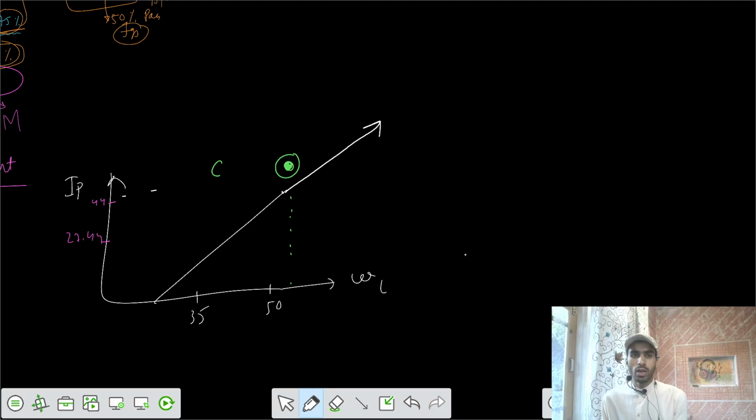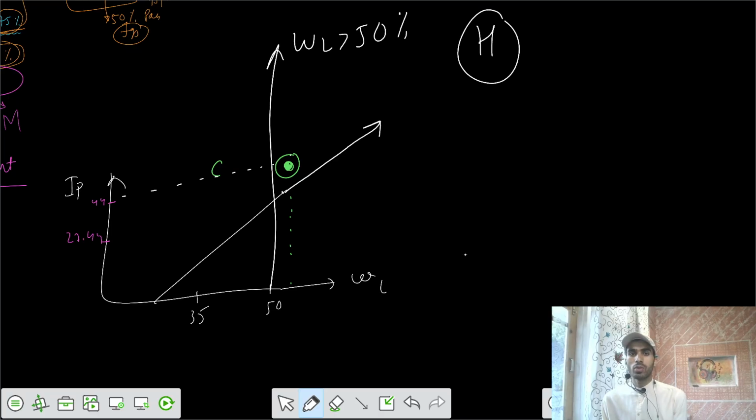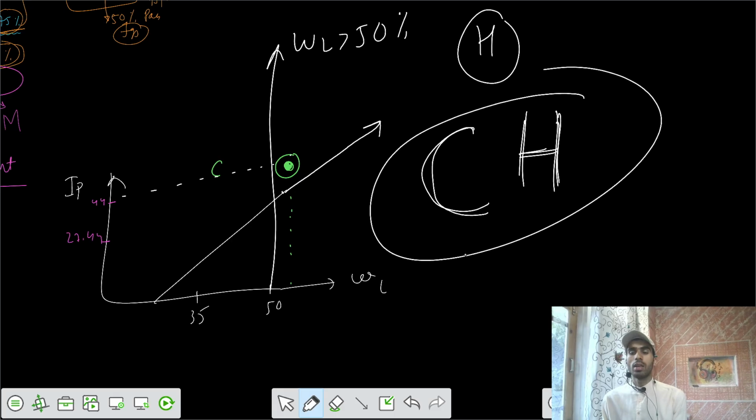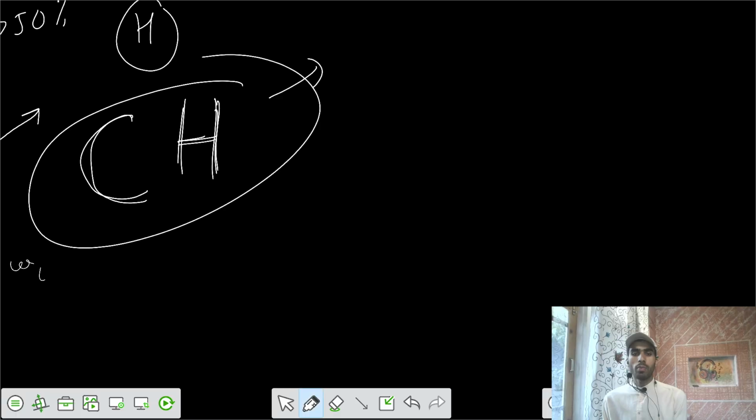Because your liquid limit is greater than 50%, this corresponds to high compressibility. So your final prefix and suffix for your soil is CH. That means it's a clay with high compressibility, CH. That's your final notation. So this main problem is all about the classification of soil, the notation. How do you represent it? What are the symbols you are going to use? That is all about that problem.